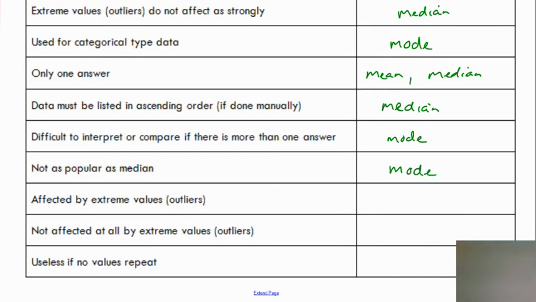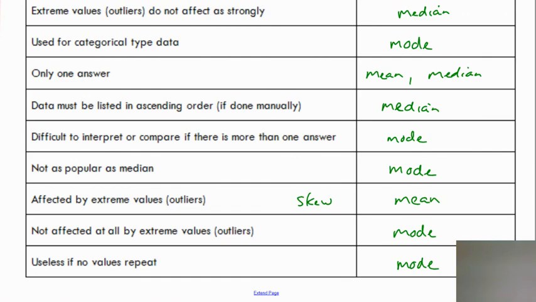What is affected by extreme values? So what could be skewed by an outlier? The mean, the average, right? The mean could just skew it a little bit, right? What is not affected by extreme outliers? Well, the mode is not, because you're looking for the most consistent. And what's useless if no values repeat? If we have no repeat values, we'll have no mode at all, right?